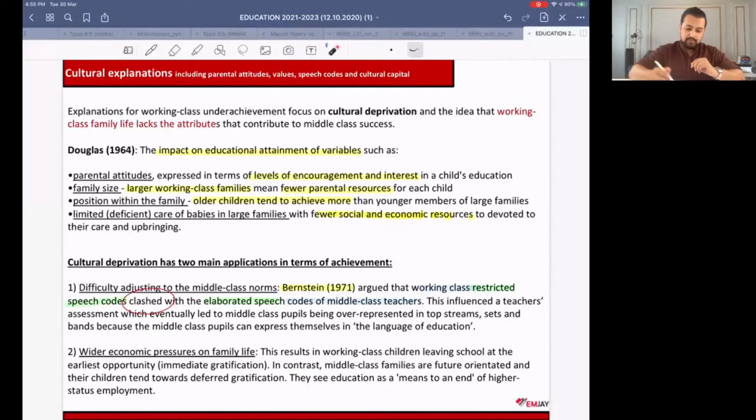The second factor that we could bring in over here would be wider economic pressure on family life. It's not only children from the working class who are under pressure, but they feel it when the pressure is on the family, right? Because of the finances back at home, at times many of them have to take part-time employment at the earliest opportunity possible, which we could bring in under the category of immediate gratification.